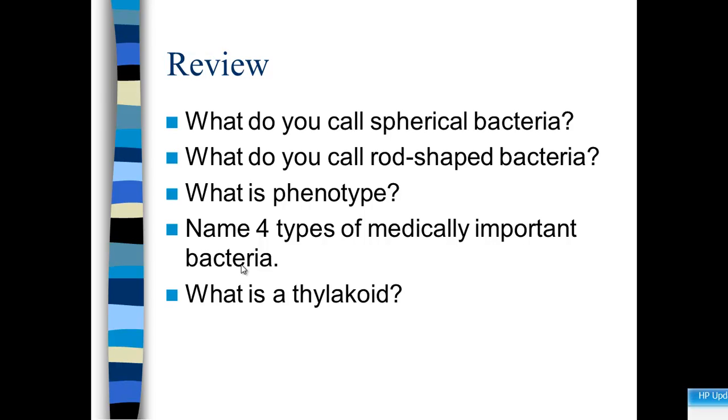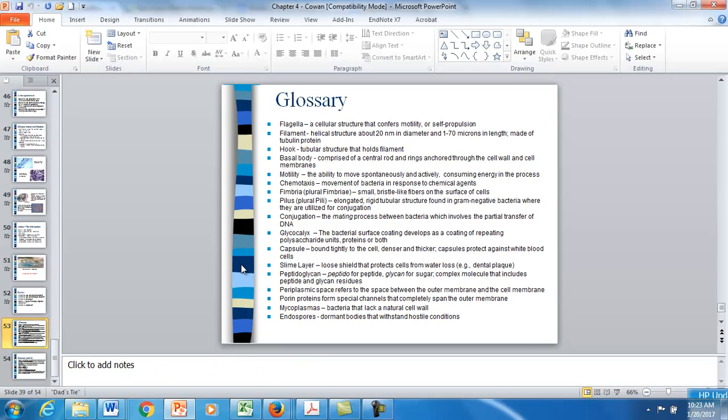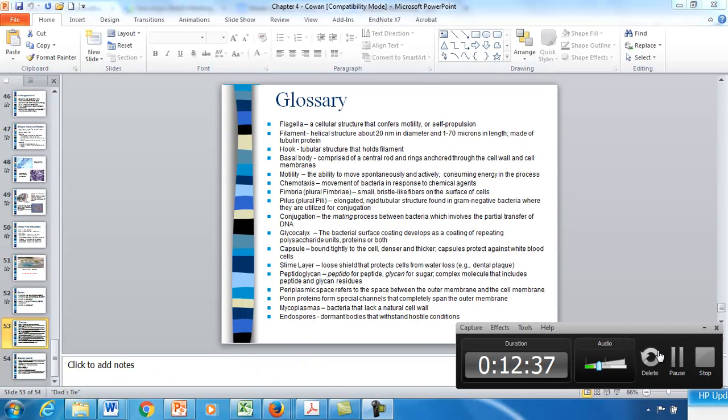First answer is coccus. Rod-shaped bacteria, bacillus. Phenotype is an outward appearance of an organism. And there are many types of medically important bacteria. Gram-positive and gram-negative are medically important. Aerobic and anaerobic are medically important. Facultative are also medically important. Okay. And a thylakoid is a single membrane structure in cyanobacteria that contains chlorophyll and that allows the bacteria to photosynthesize. Okay, and then that concludes Chapter 4, and we will move on to Chapter 5.